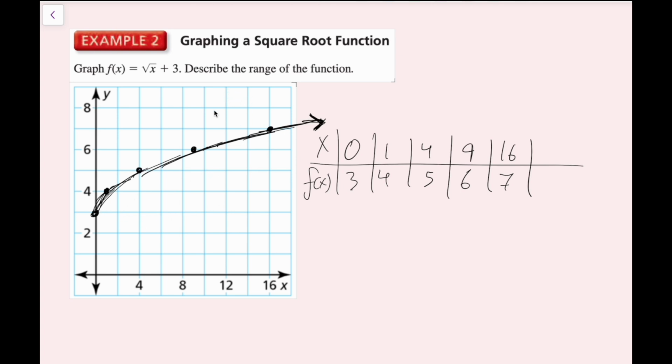They're asking for the range. And notice the lowest range value is 3. I can't get a number that's below 3 that's going to pop out of this function. So my range is going to be y is greater than or equal to 3. And now we're done with this one.